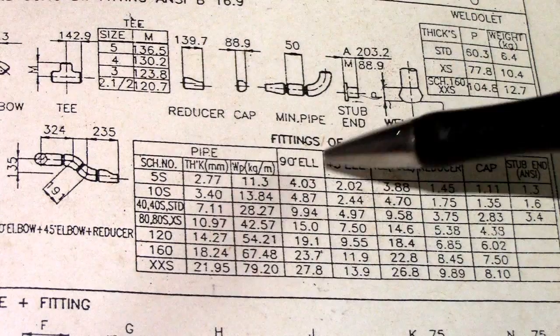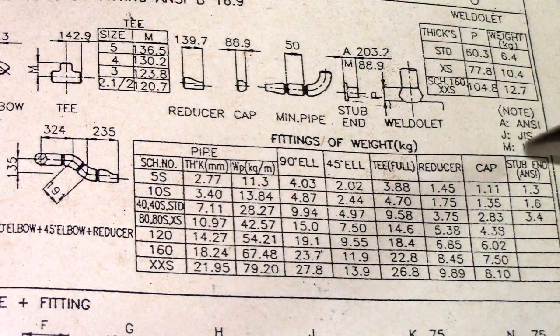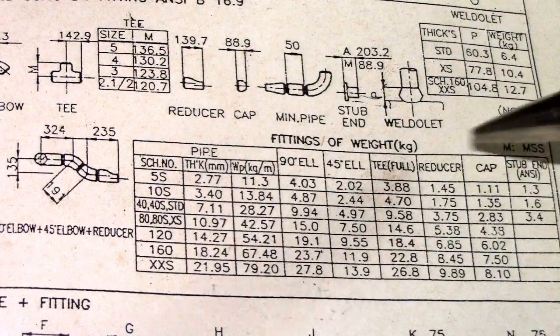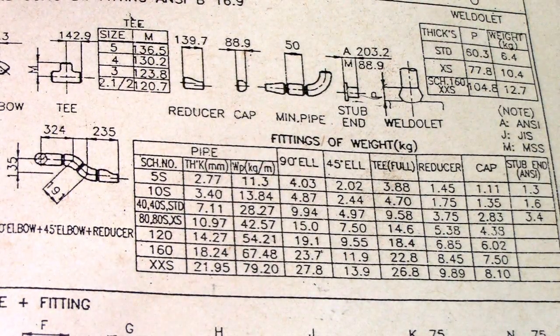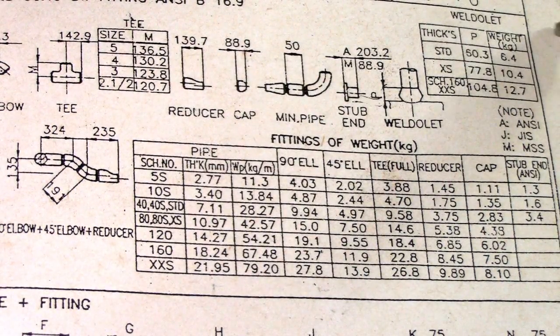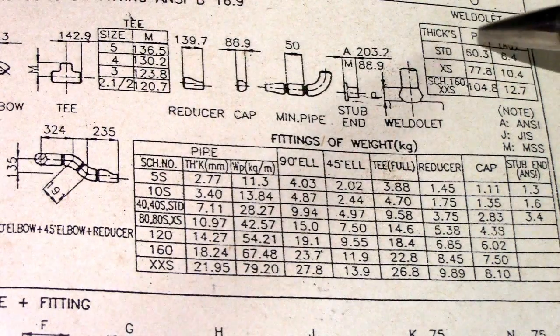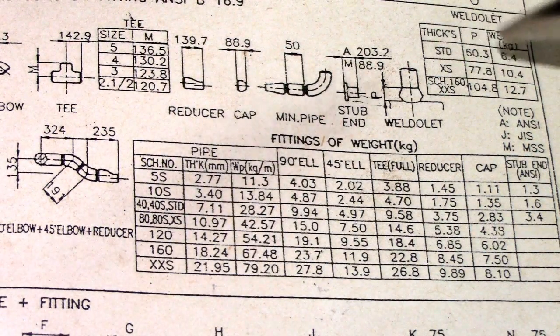and this is 90 degrees elbow, 45 degrees elbow, and T. So this is it. So please take note of all this. This is very important for the piping works. And this is the weldolet with the thickness and also weight, standard XS and schedule 160.